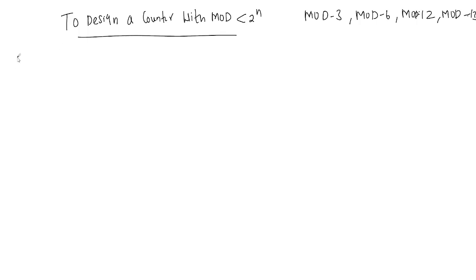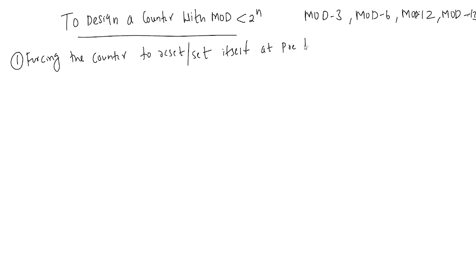So first, I am writing the steps. First step, forcing the counter to set itself at a predetermined value by activating asynchronous input. By activating asynchronous input. Okay.